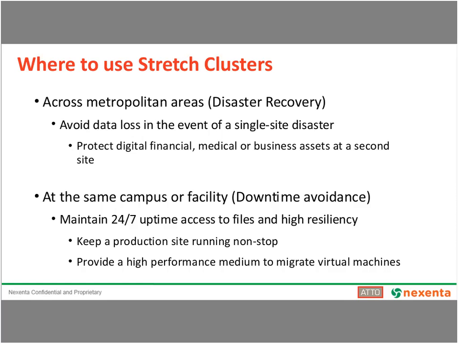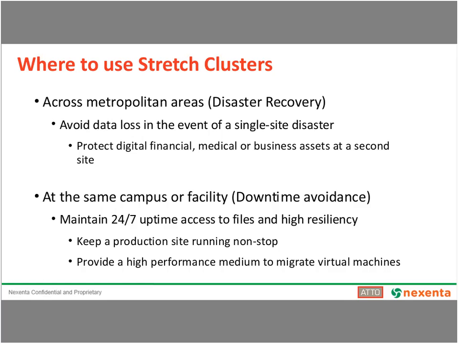They may use it on the same campus or facility, could be 100 or 200 or 300 meters apart, or maybe a kilometer apart on site. Now this allows them to maintain 24/7 uptime access to files with very high resiliency. They're not going to lose data as long as both sites are up and running. It'll keep a production site, for instance, running nonstop.